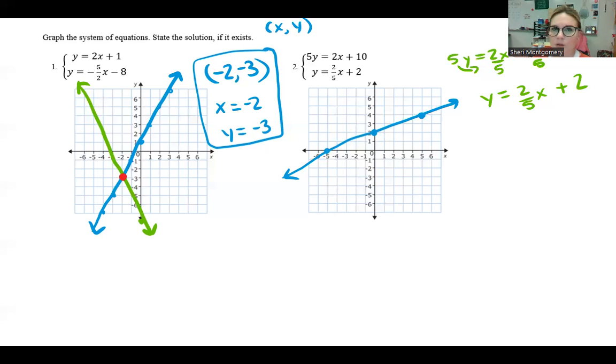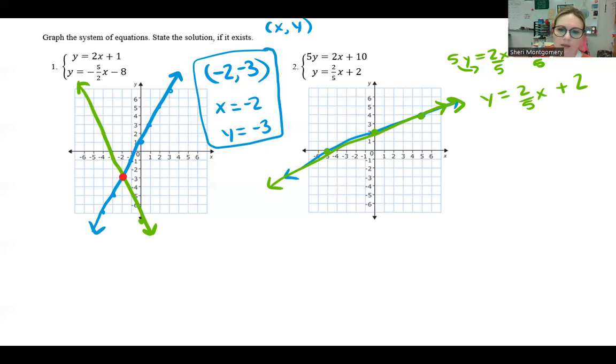When I go to graph this one, what happens? Anybody? What happens? Yeah, it's actually the same line. I go to plot that point, and then I go up 2 and over 5, down 2 over 5. It's actually the same line. Usually to show it's the same line, you kind of go a little bit further on one of them, so it looks like you've got 2 sets of arrows.